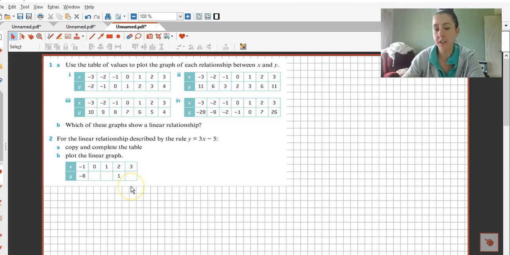Okay, so next question up. We've been given these tables of values showing the relationship between x and y. It wants us to plot first the relationship between x and y, and then it wants us to say which one shows a linear relationship. So let's go and plot this first one here.